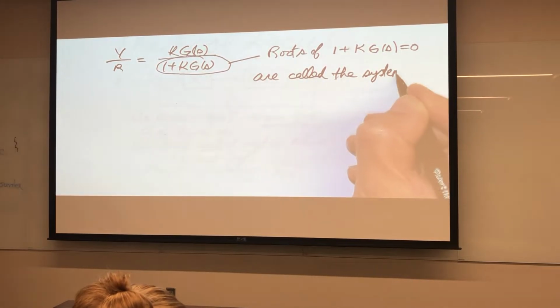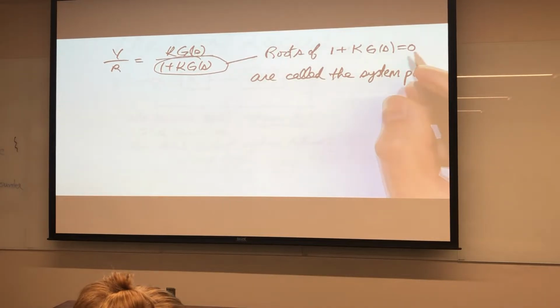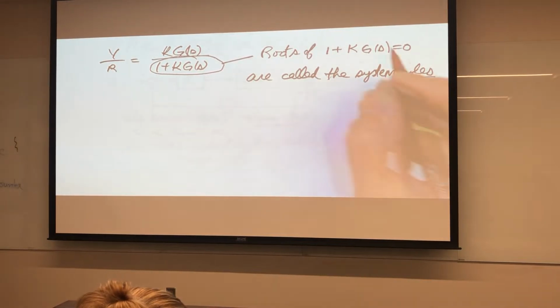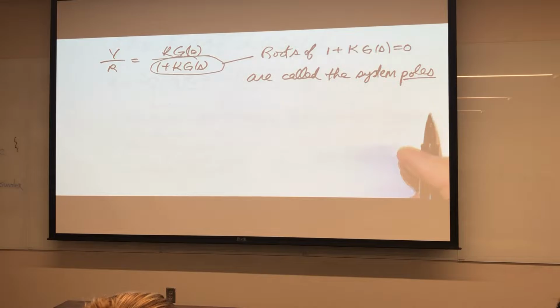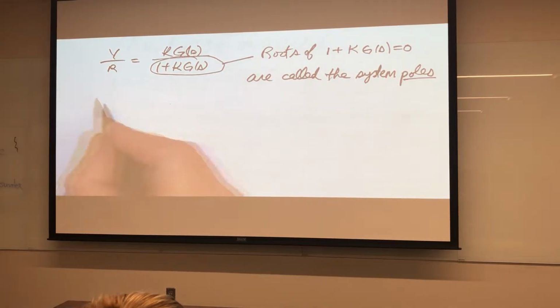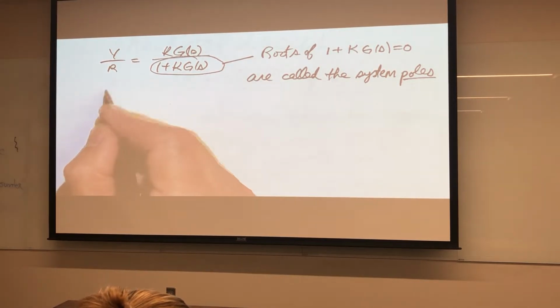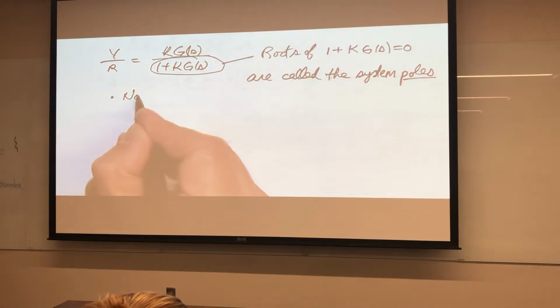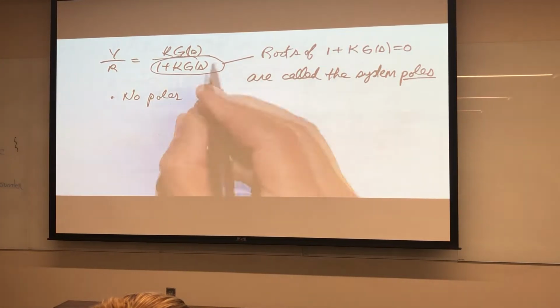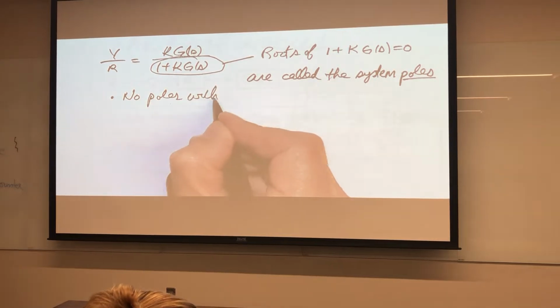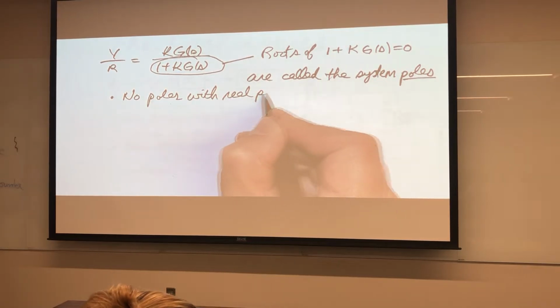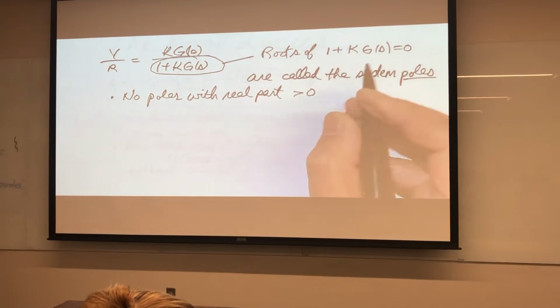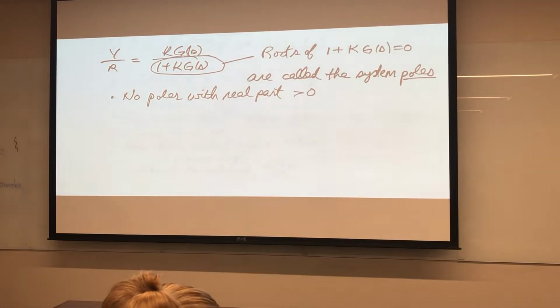We call it the system poles. Okay, just a review. We know, for example, the issue of stability: we don't want to have any poles in the right half plane. No poles with real part greater than 0. That would be bad. That would be unstable.